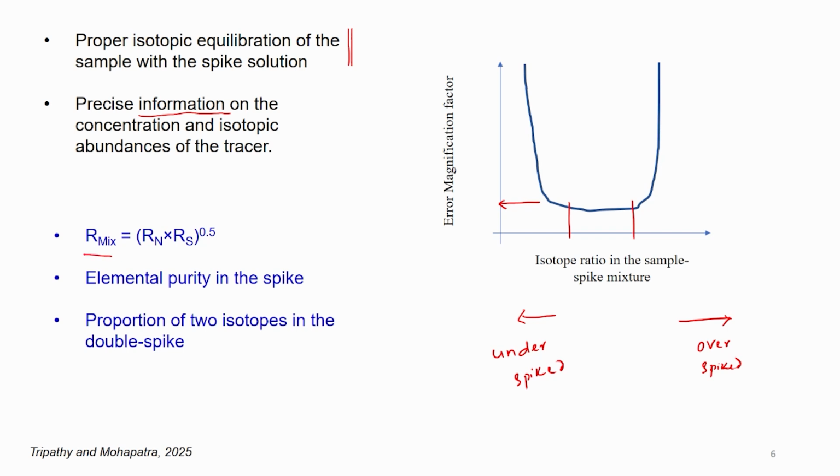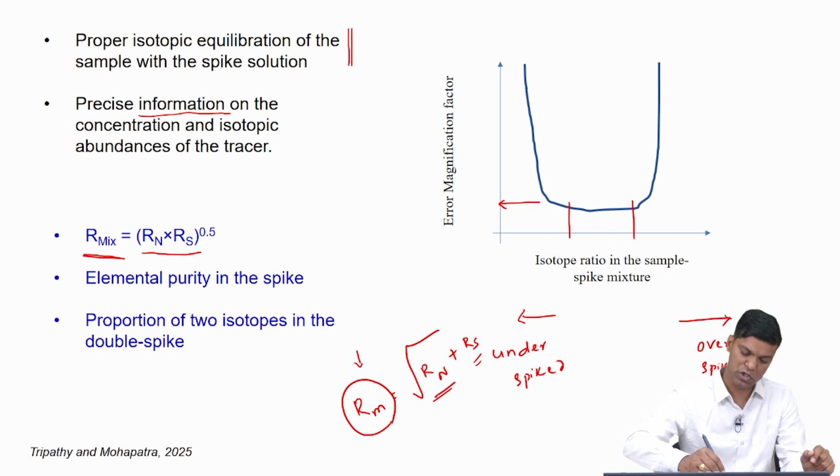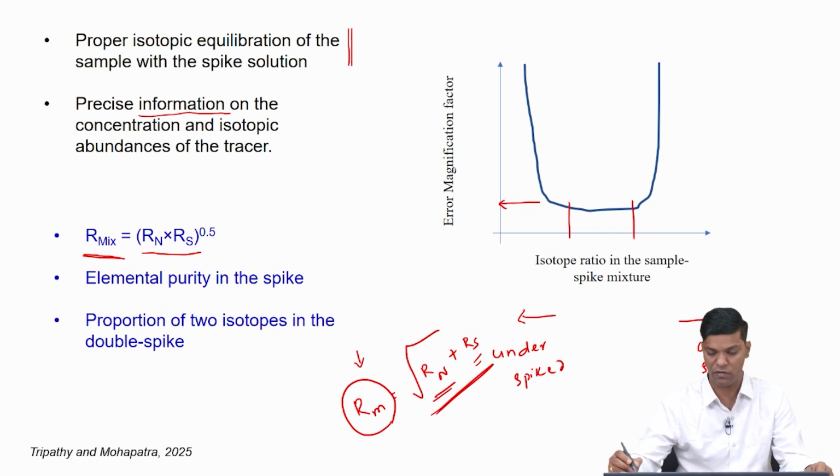To do that, you must create the mixture in such a way that its ultimate isotopic ratio is a geometric mean. So, Rm must be equal to the square root of Rn times Rs. If you know the natural isotopic ratio and the isotopic ratio of the spike, then you must target to add the exact amount of spike where this isotopic ratio is closer to this value. If that happens, then you are going to fall in this zone of less error.